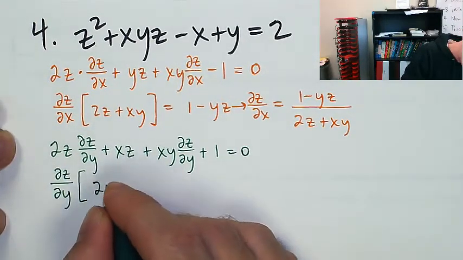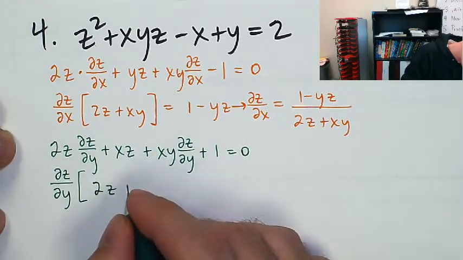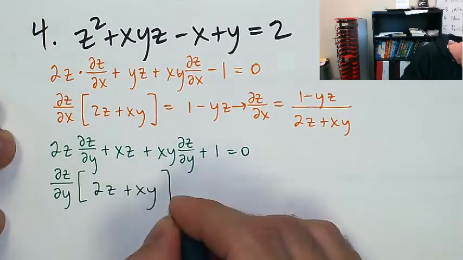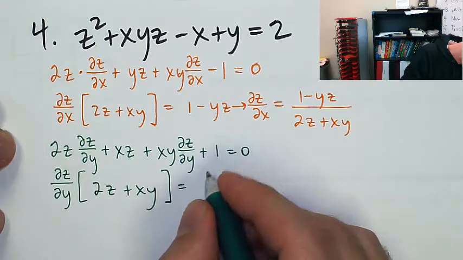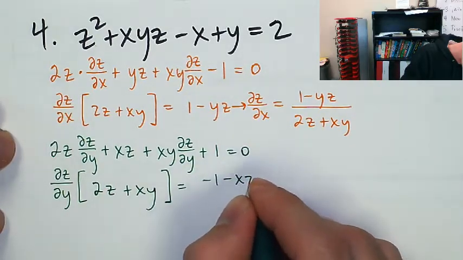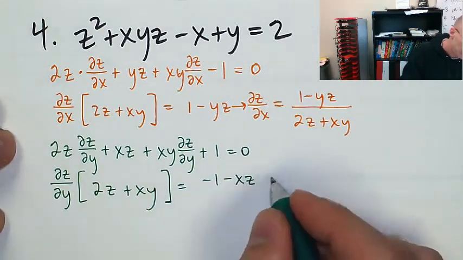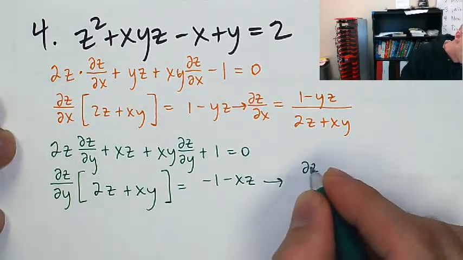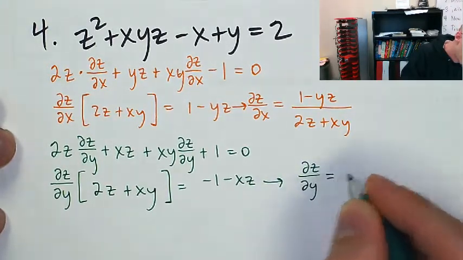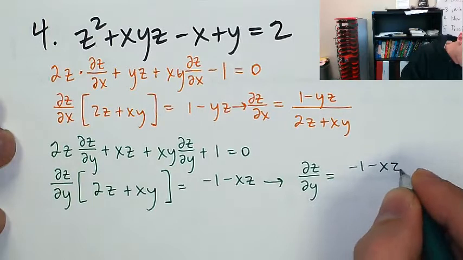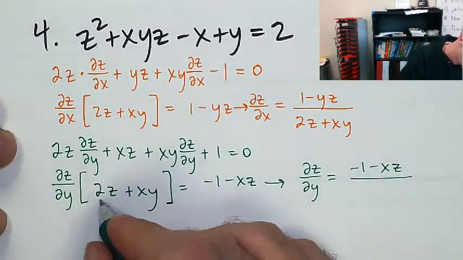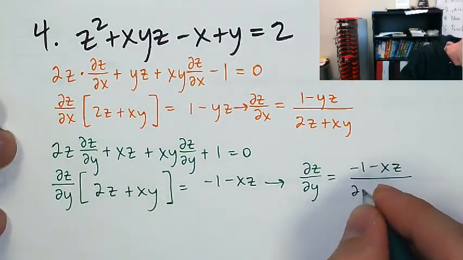Factor out 2z plus xy. So they'll be the same, but then this will be negative 1 minus xz. And that tells me that the partial derivative of z with respect to y is negative 1 minus xz divided by 2z plus xy.